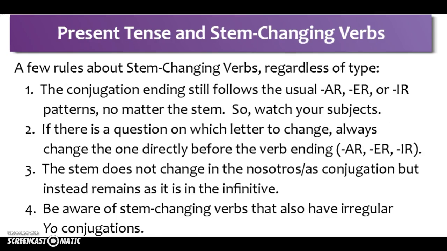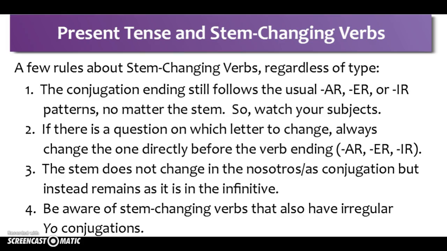So as I already mentioned, the main part of the conjugation that you have always done still stays the same for stem-changing verbs. You'll take off the AR, ER, or IR infinitive ending and put on the ending that matches the subject, just as you've always done.